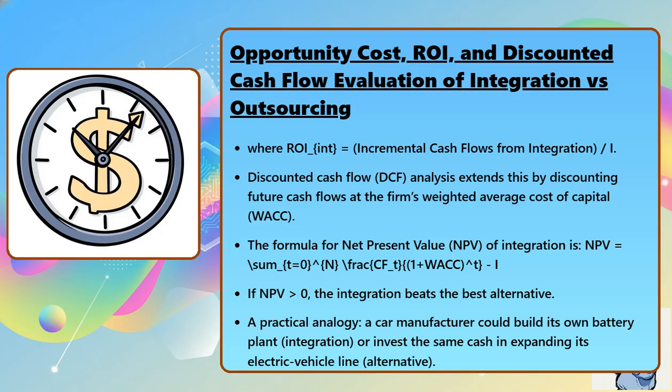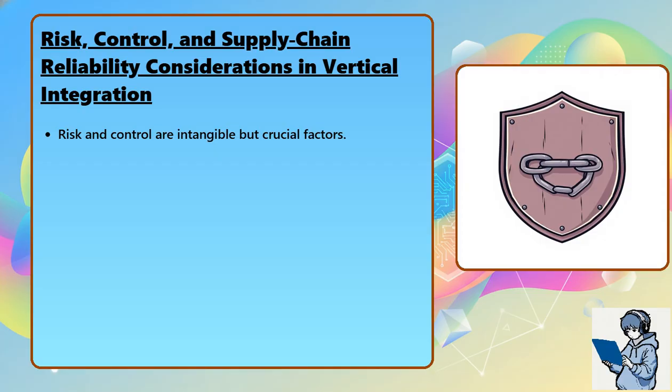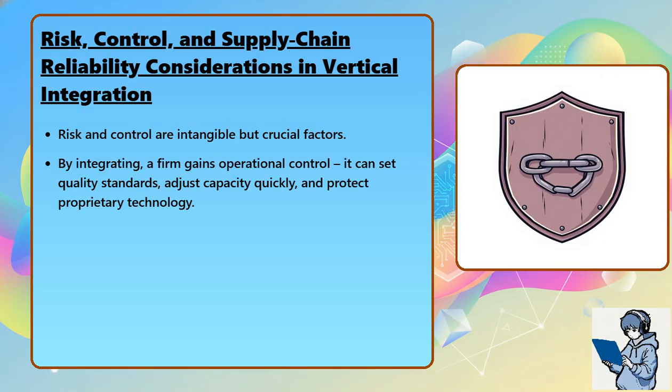A practical analogy: a car manufacturer could build its own battery plant, which is integration, or invest the same cash in expanding its electric vehicle line, which is the alternative. The DCF comparison tells which use of capital creates more shareholder value. Risk and control are intangible but crucial factors. By integrating, a firm gains operational control.